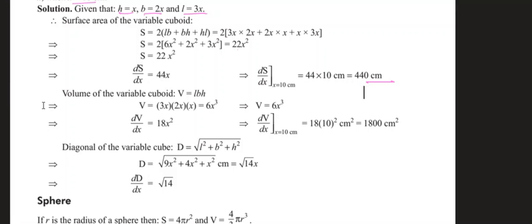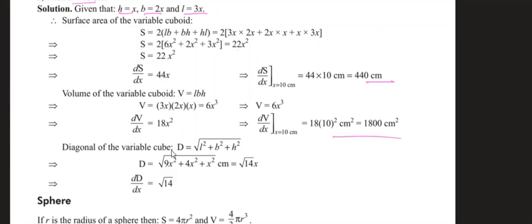Now similarly volume. So volume V is equal to LBH. Substitute LBH, so you are able to get 6x cube. So 3x is 3 into x, then x squared, so 18x squared. Now substitute in the similar way.